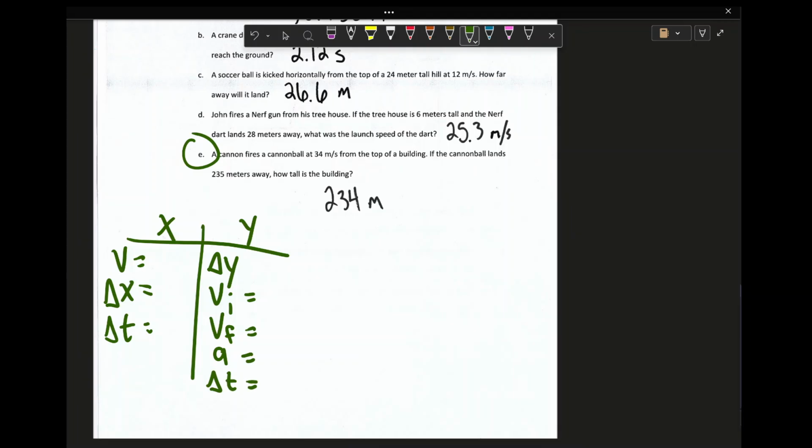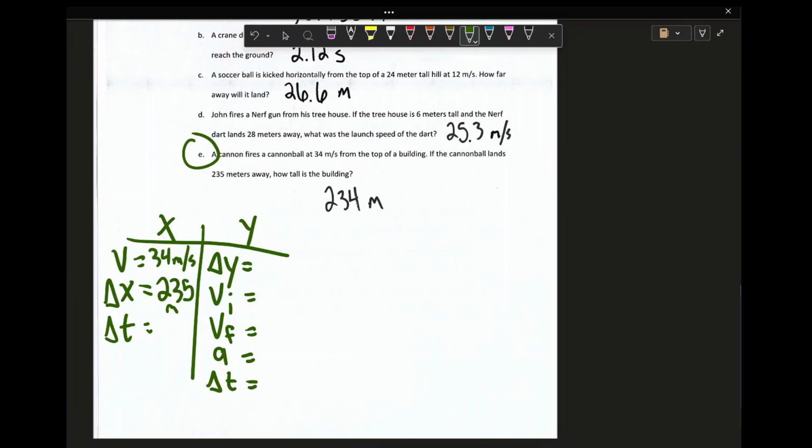We don't have an a in the horizontal because it's not accelerating in the horizontal, and we only have one v because it isn't changing its velocity. And that's a key here. So if we land 235 meters away, that's 235 meters of horizontal displacement. It fires the cannonball at 34 meters per second. And that's everything we know, right? We have to infer some other stuff.